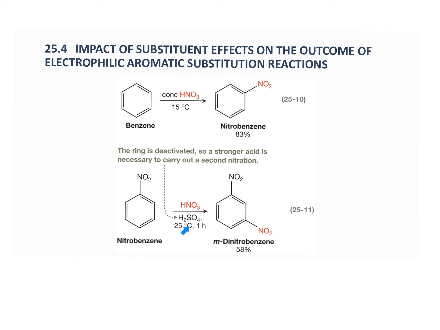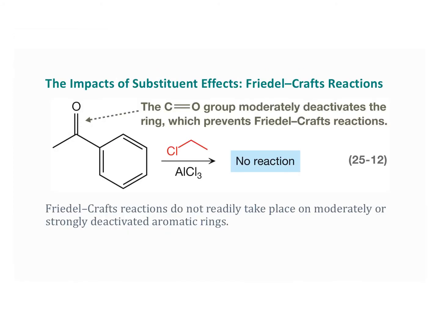Now, the sulfuric acid here is added because the NO2 group of nitrobenzene deactivates the ring substantially, and it makes the second nitration slower and a lot more difficult than the first. H2SO4 is a stronger acid than HNO3, and as we mentioned in the last chapter, it increases the equilibrium concentration of the NO2 electrophile, making this a feasible reaction. Now, many electrophilic aromatic substitution reactions can be carried out despite the presence of a moderately or strongly deactivating group on the ring.